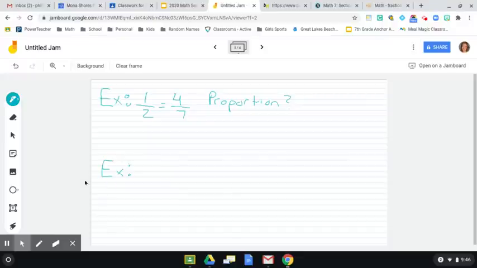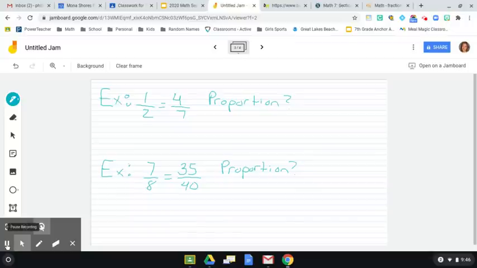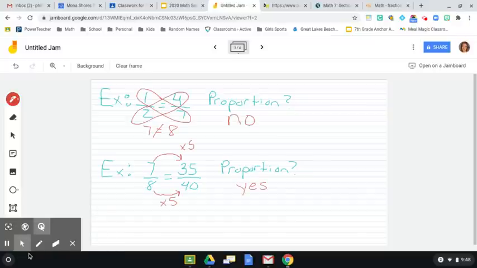So if I gave you, let's say, I'm going to go a little bit larger numbers here, 7/8. Is that equivalent to 35/40? Same thing. I want you to tell me if that's a proportion. Either cross products or check to see if it's getting a certain size larger or smaller. So you're going to pause the video, try those two right now, and then when you're ready, you'll unpause and check your answers. Okay, let's take a peek.